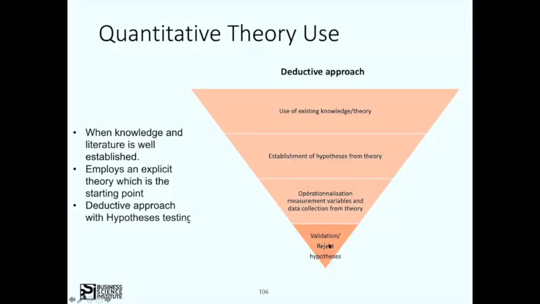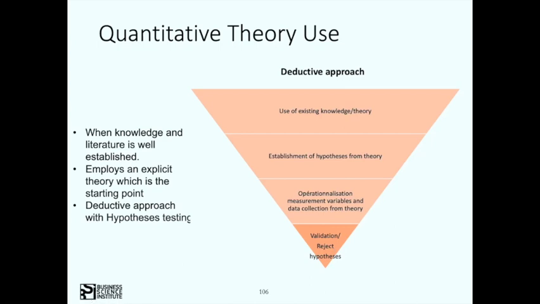Quantitative designs. The starting point is that you use theory, you establish hypotheses from the theory in your literature review, you operationalize your variables and measurement concepts through measurement scales, you collect data, and you validate or confirm or reject the hypotheses.